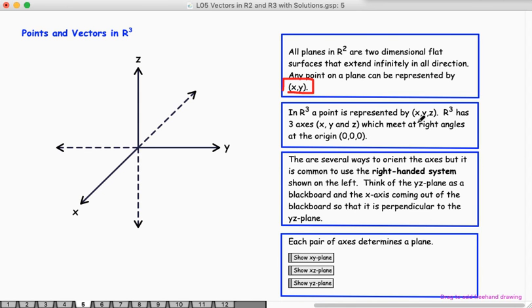And in R3, a point needs 3 coordinates, 1 for each dimension. So points are going to be represented by x, y, z. R2 has 2 axes, an x-axis and a y-axis. So R3 is going to have 3 axes, an x, a y, and a z. They will meet at right angles the same way our 2 axes meet at right angles in R2. And now the origin is going to be 0, 0, 0, rather than just 0, 0.